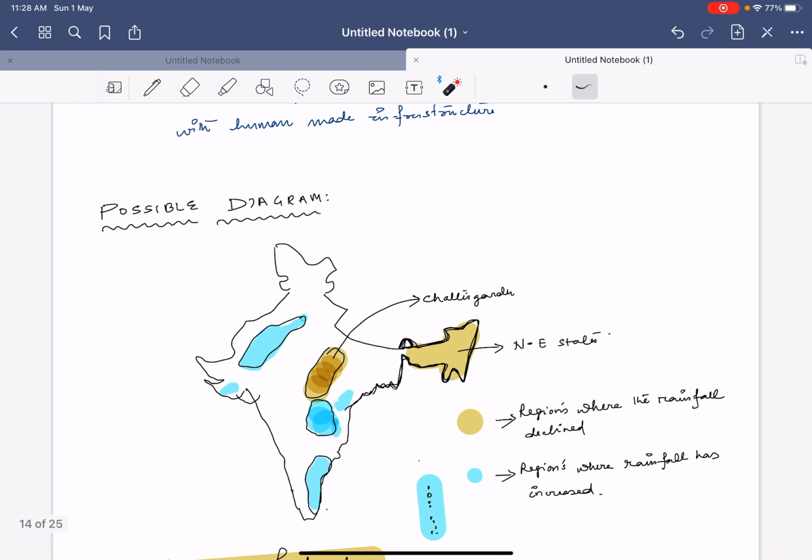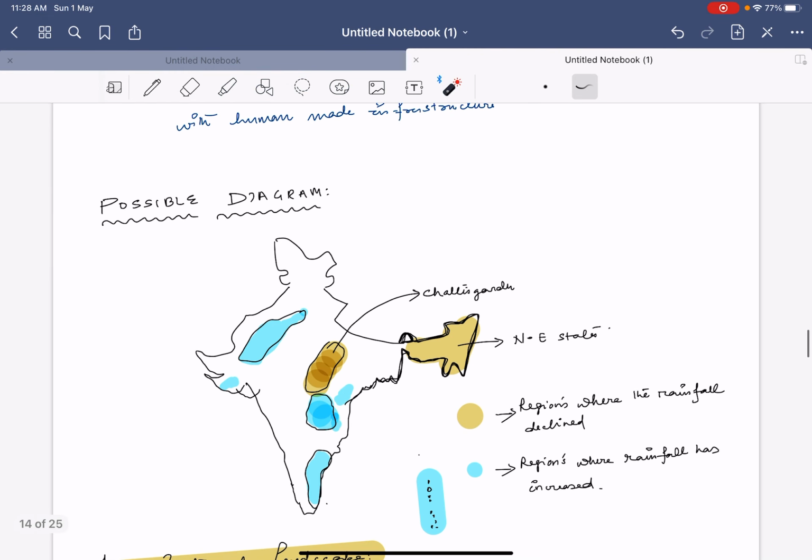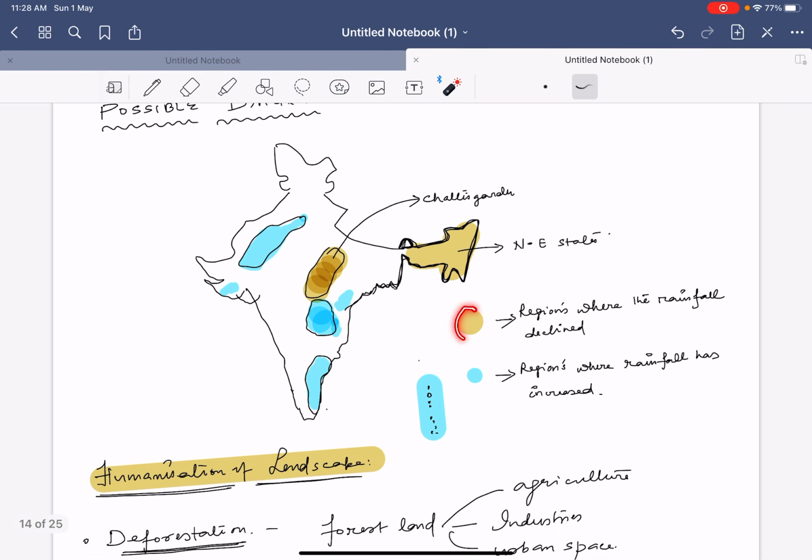See, it talks about the behavior of the Indian monsoon has been changing. So exactly I have drawn a basic diagram that you can include within your answer to enhance it. Basically the yellow is the region where the rainfall has declined, and the blue is the region where the rainfall has increased. Now this increase or decrease in the rainfall has occurred in the past 60 years. So when I say 60 years, it means a recent trend and not a very old trend.